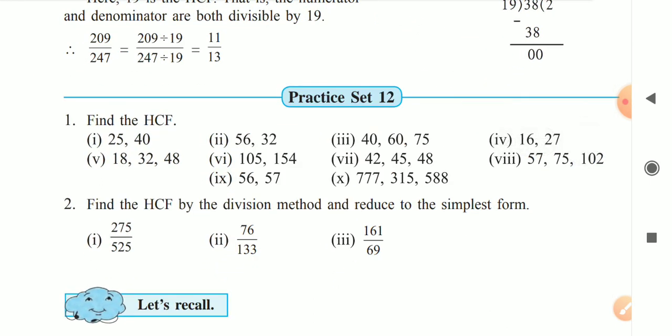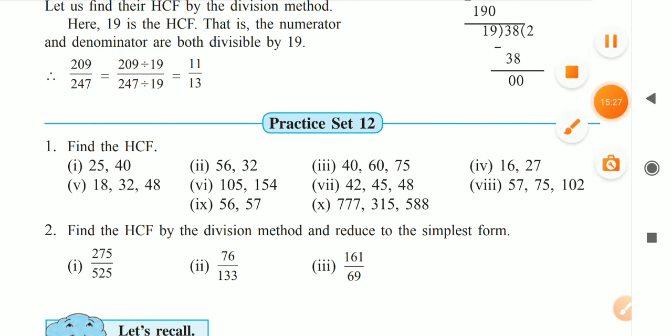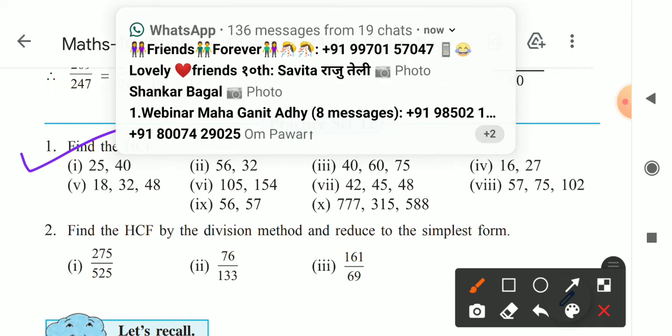Your homework is practice set number 12, question number 2: find the HCF by the division method and reduce it to the simplest form. I hope all of you completed finding the HCF. I hope you solved the first question of practice set number 12, but till now nobody has sent me the homework. If you have completed it, just send it to my personal number.